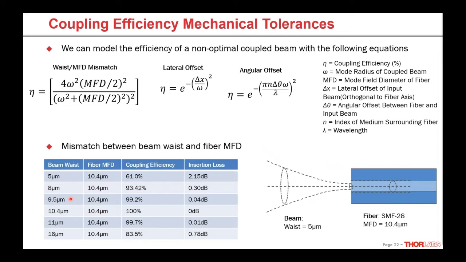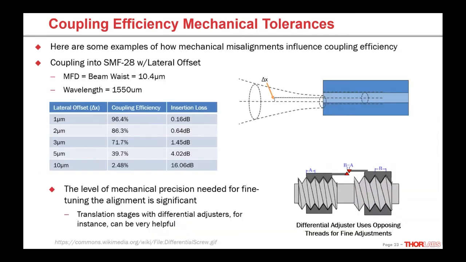It is also worth noting what happens when we're just a little bit off. If we go to 11 or 9.5, or even down to 8 microns, it's still pretty good. It's when we get radically mismatched spot sizes that we see poor performance. And we also have equations up here for lateral offset and angular offset. So this would be if we don't have that spot perfectly aligned to the fiber tip. Those are some equations where you can calculate things, and here's an example.